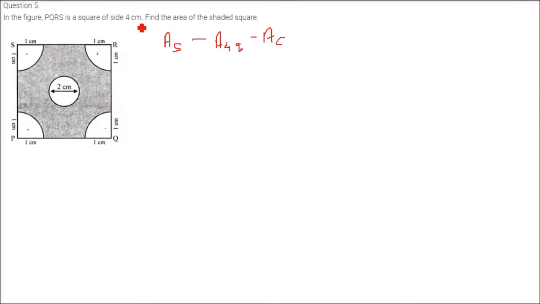So what is the area of this square? Because the side is given as 4, we know that the area of the square is side square. So it will be 4 into 4, minus the area of four quadrants. Again, we have four quadrants, so they are making a circle because the radii are the same. So what is the area of the circle? It will be pi r square. If you combine all four, it will be pi r square. It is 3.14 into r square.